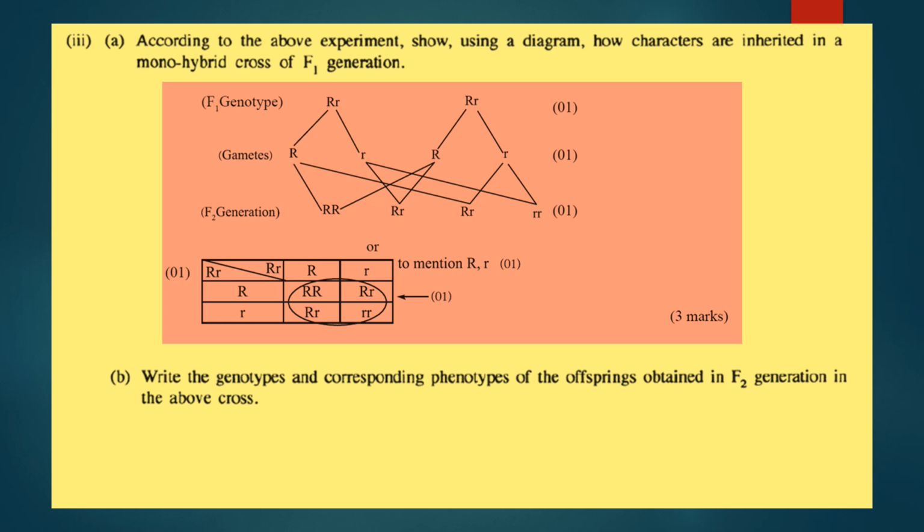Part B. Write the genotypes and corresponding phenotypes of the offsprings obtained in F2 generation in the above process. Capital R capital R, round seeds. Capital R simple r, round seeds. Simple r simple r, wrinkled seeds. You can earn 3 marks.